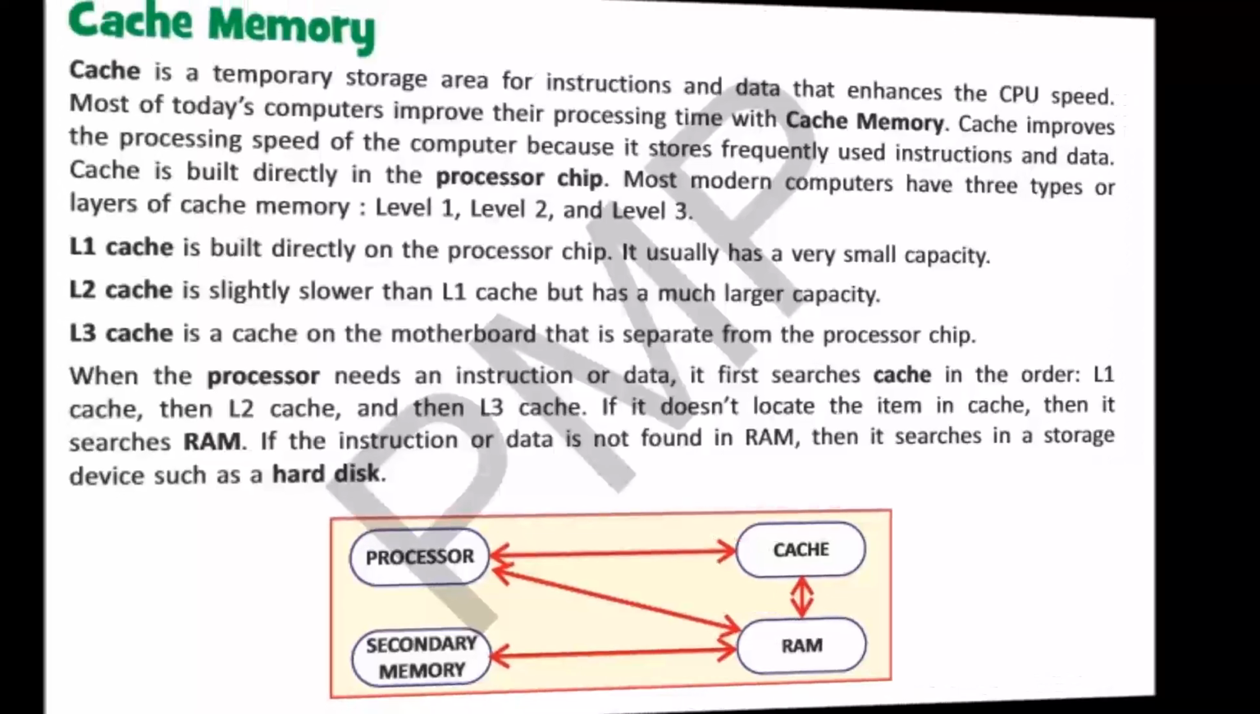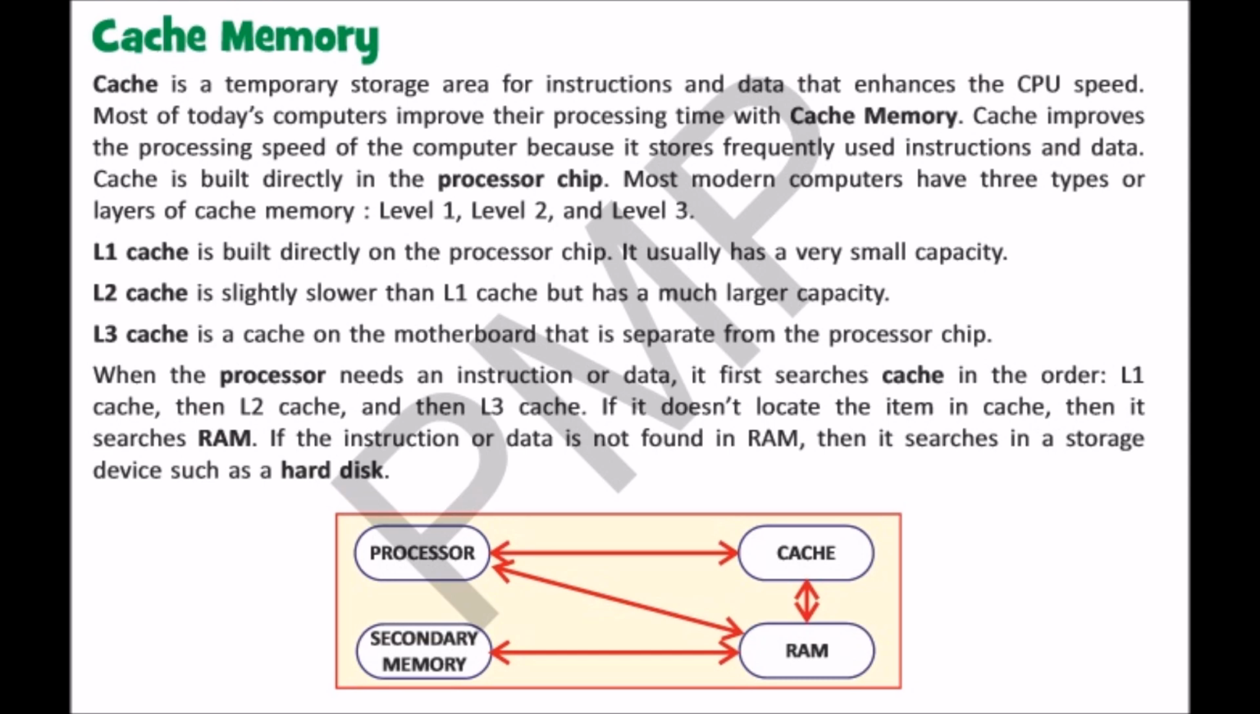Let's embark upon cache memory. It is temporary memory of computer, which is used to enhance the speed of computer. It can be loaded directly on processor chips. There are three layers of cache memory: L1, L2, L3. Its working is shown in the figure.